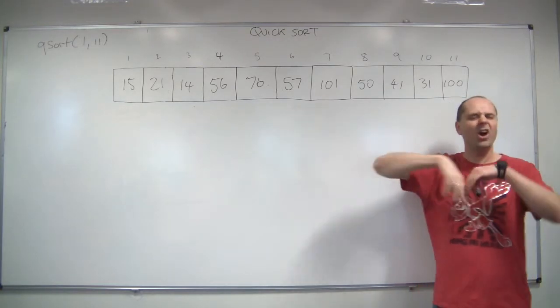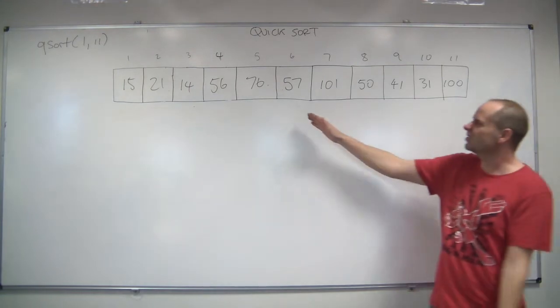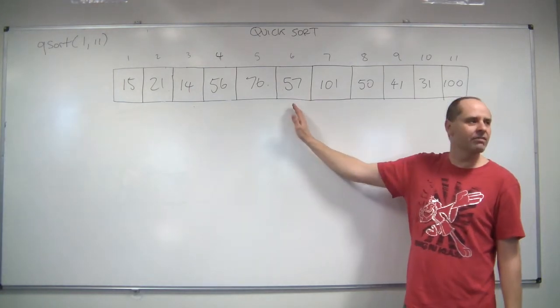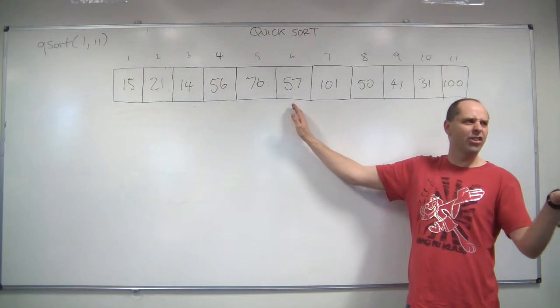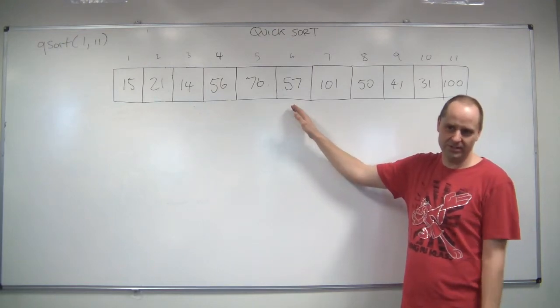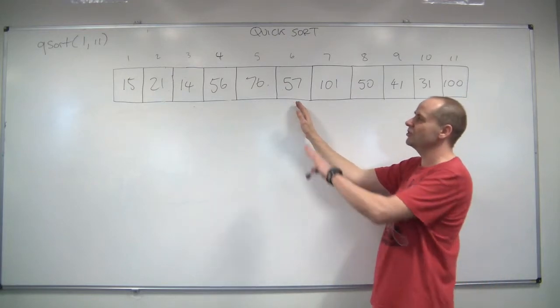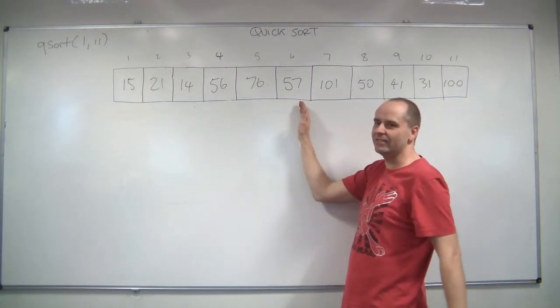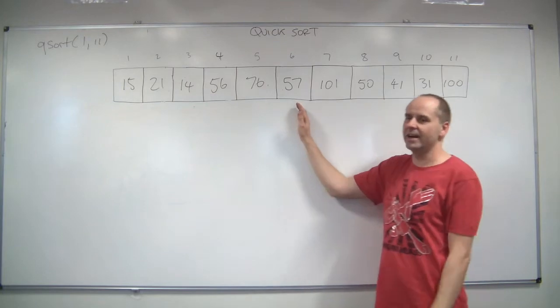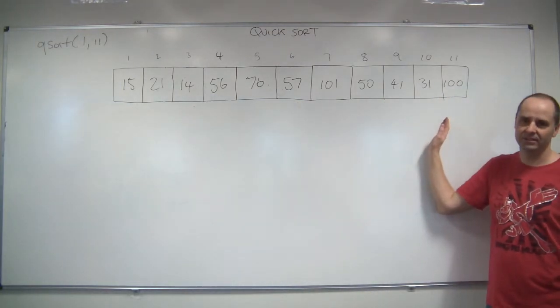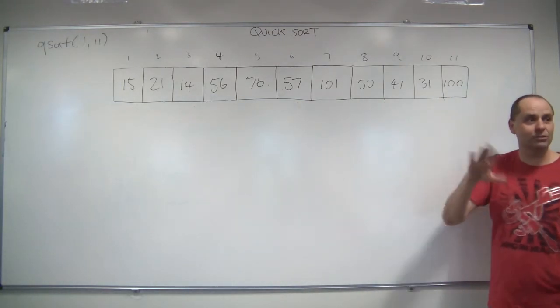What quicksort tries to do is rearrange this list, and you'll think, God, this is doing a lot of work. I'm going to rearrange this list, not so that they're in order, just that everything to the left of 57 is smaller and everything to the right of it is bigger. That's how quicksort works. That's what it does.